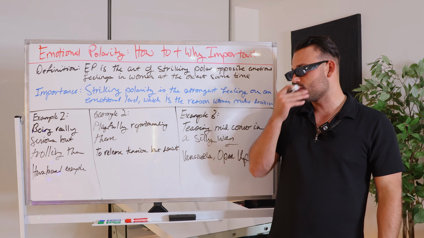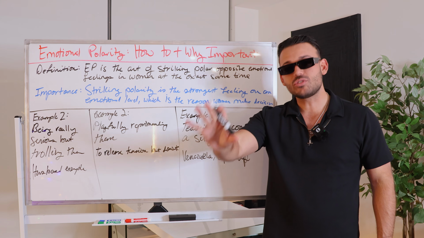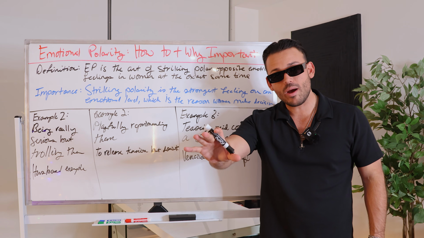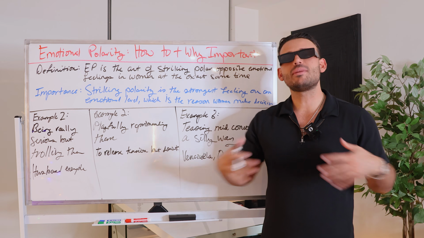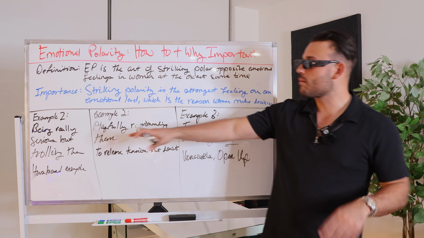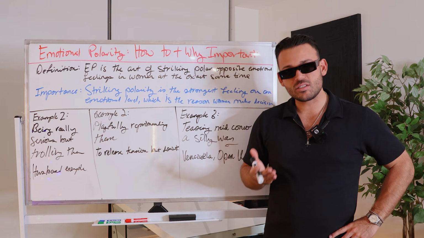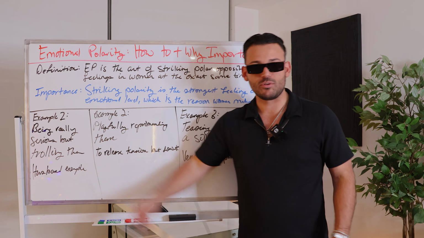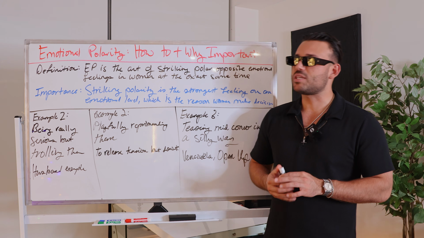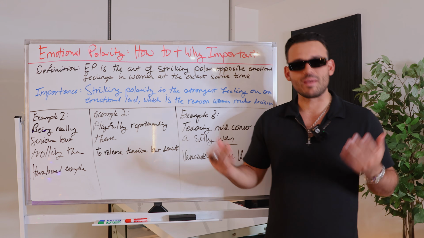Now, what are examples? These are examples I've used in real life that have worked very well. And of course, there's more examples and there's more ways to do this, but these are ones that have worked really well. Number one, being really serious, but trolling them, okay? For example, the husband example. I'll tell you a little brief story. I was just hanging out with this girl. We were getting intimate, okay?